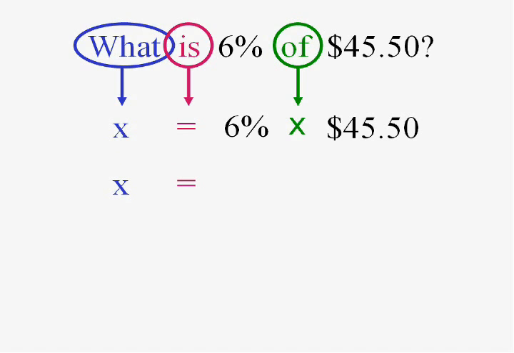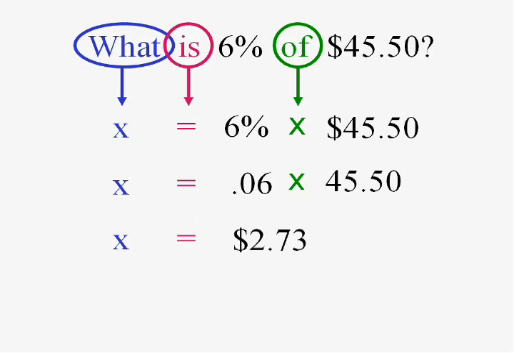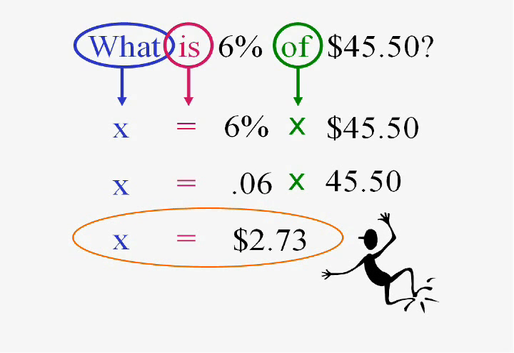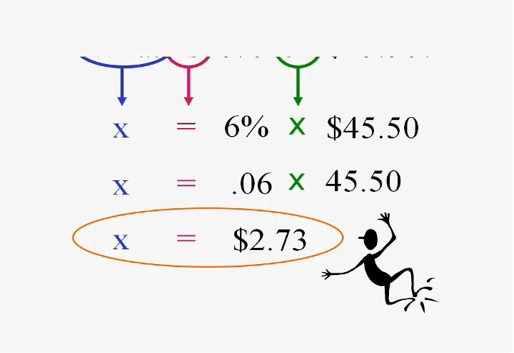Now, how do we solve this equation? X is already by itself, so all we'll have to do is multiply. It's going to be critical to be able to change that 6% to a decimal so that we can multiply. We know that becomes 6/100ths. Multiply that times 45.50, and you've got your answer. Does that seem reasonable? 6% of 45.50? It does. Hey, this is great. So all you need are those 3 categories of information.